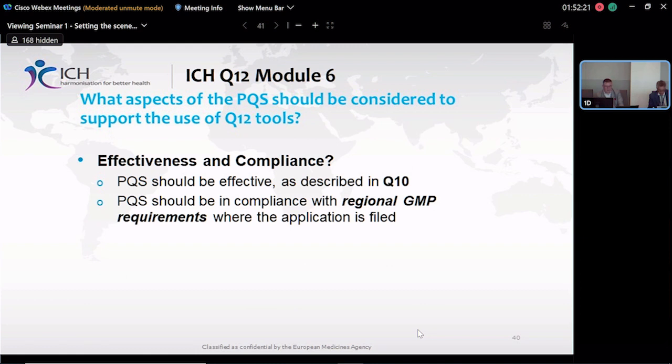In order to support the use of Q12 tools, so for effective change management, we need to have a quality system that's effective and in line with ICH Q10. And quality systems should also be in compliance with regional GMP requirements. So it's all fine to say you should have a categorization system, you can use established conditions, change management protocols, but these tools are only effective if the industry that's using them have a functioning and compliant quality system.